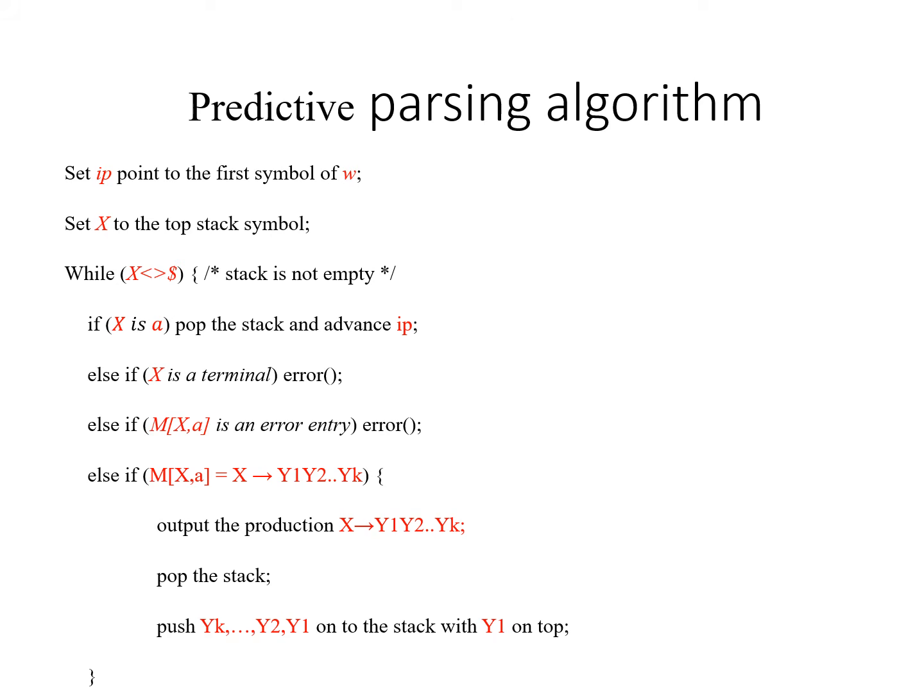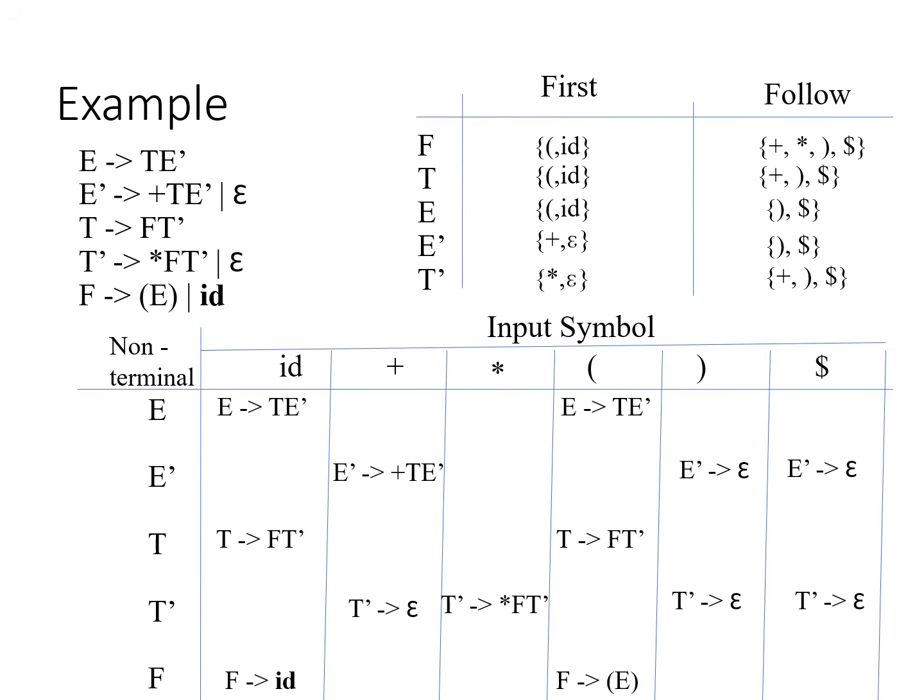Now let us study how this algorithm works. Look at this example. For this particular grammar, we constructed first, follow as well as the table. For the next slide, I'm going to refer to this particular table. What are the row entries here? E, E dash, T, T dash, F. And the input symbols are id, plus, star, open bracket, close bracket, dollar. These entries are very important.